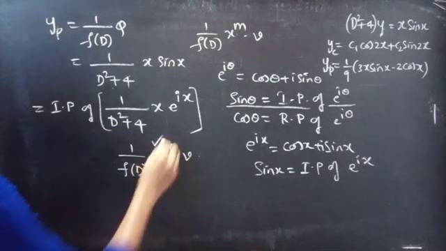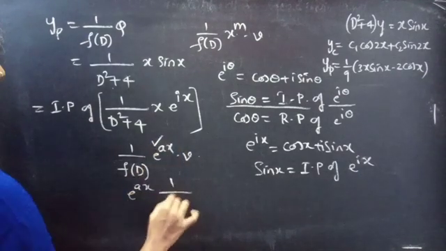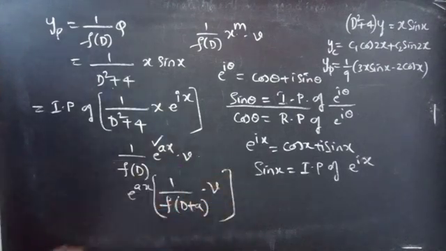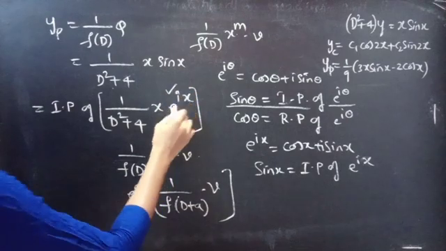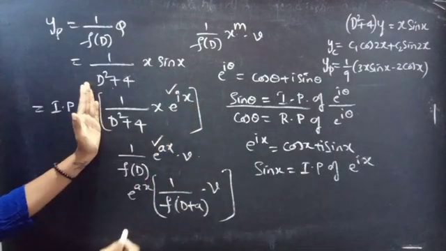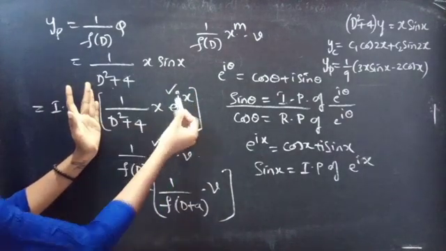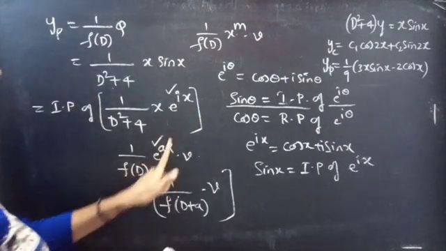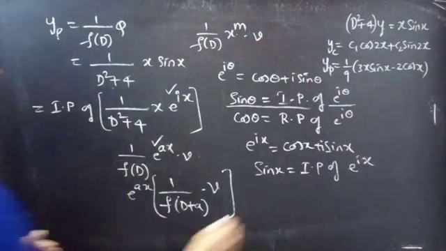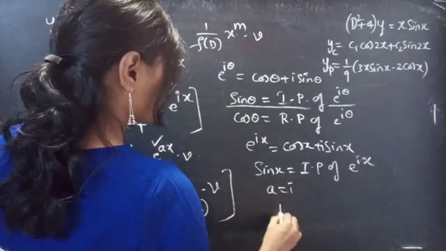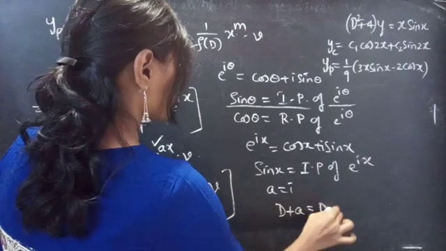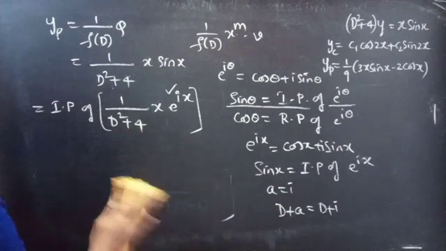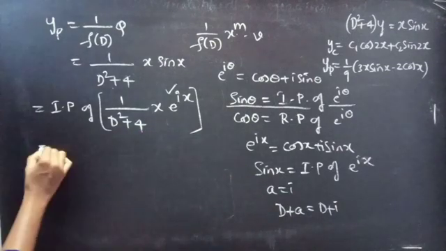We can just shift e power ax towards the left by replacing d with d plus a. So let's shift e power ix here by replacing this d with d plus i. Just compare e power ax with e power ix. Then for a equals i, we'll find d plus a equals d plus i. Now, let's shift e power ix.